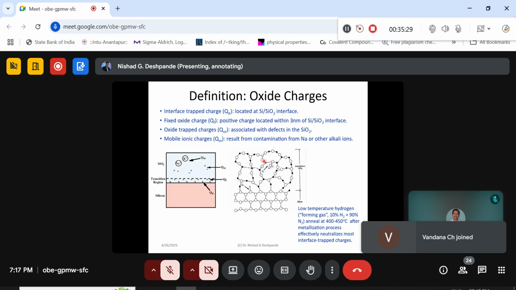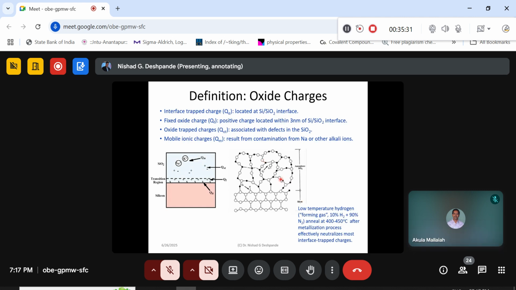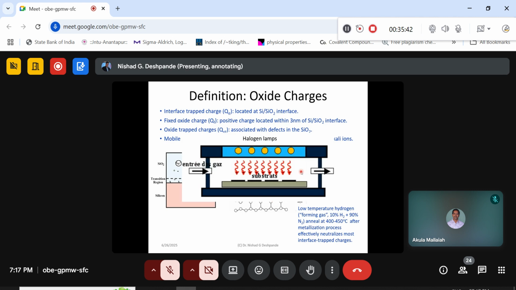So one can have this control now, and one can reduce the different kinds of oxide charges that are being developed during oxidation processes. Okay, this is the same thing. Like initially, we have this substrate, silicon substrates.